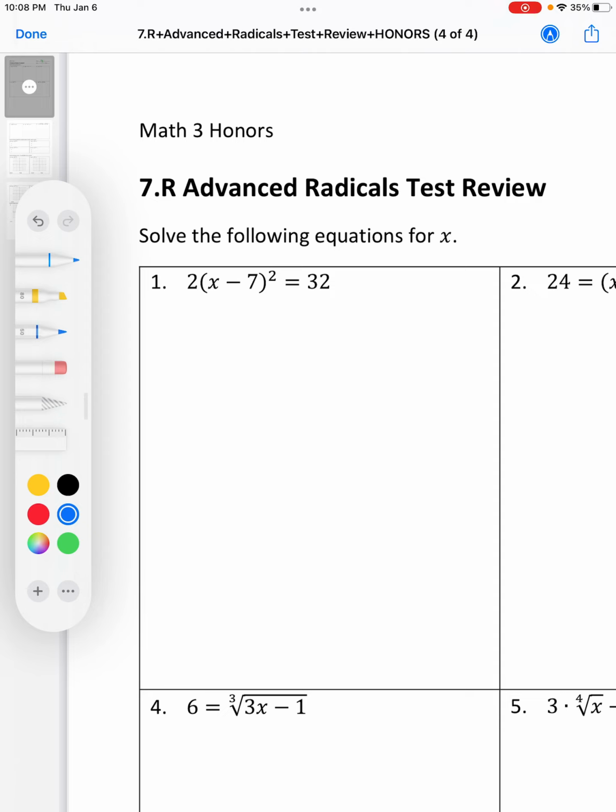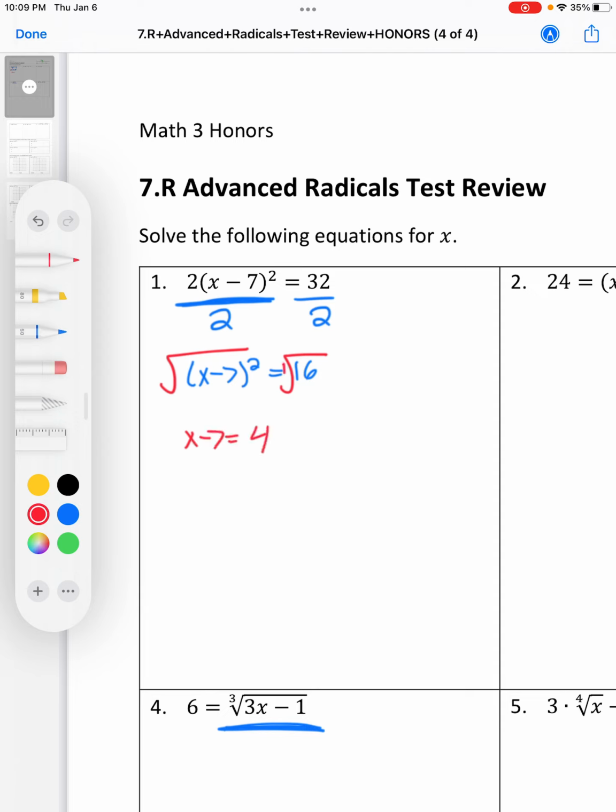Remember, we need to get whatever is in the radical, or whatever's raised to the exponent, alone. So is it alone on one side? No, it's not. We need to divide by 2 to get it alone. So we'll have (x - 7)^2 = 16. Now it's alone. How do I get rid of a square? I square root it. So I'm going to have x - 7 equals the square root of 16, which is 4.